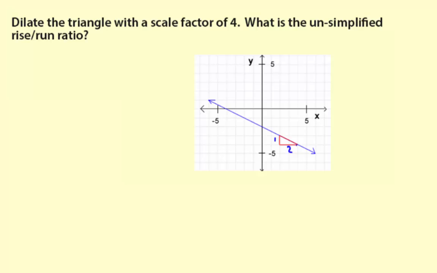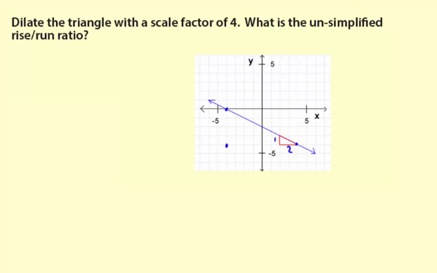Dilate by 4. And I'm going to base my dilation off this point here. So I'm going to keep that in the same place. So instead of 1 by 2, we're going to scale it by 4. So it'll be 4 by 8. So 8 will be right here. And then 1, 2, 3, 4 up. Put it right here.